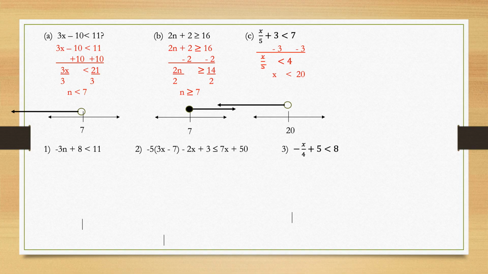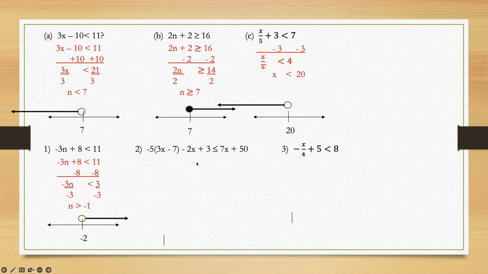Okay, number 1, go ahead. Okay, so I subtract 8 from both sides. Negative 3n is less than 3. Dividing by negative 3, I get n is greater than negative 1. So notice here, I divided by a negative, so I have to switch the direction of the inequality. Oh, this should say negative 1, not negative 2 down here. There's my daily dumb mistake, second one of the day. Arrow goes to the right. You can see that. It's just that this should be a negative 1.